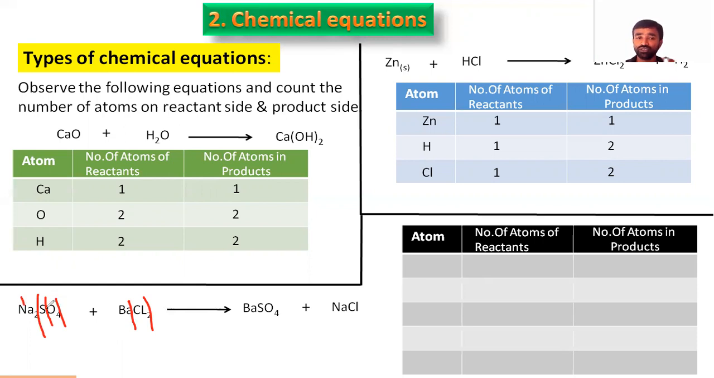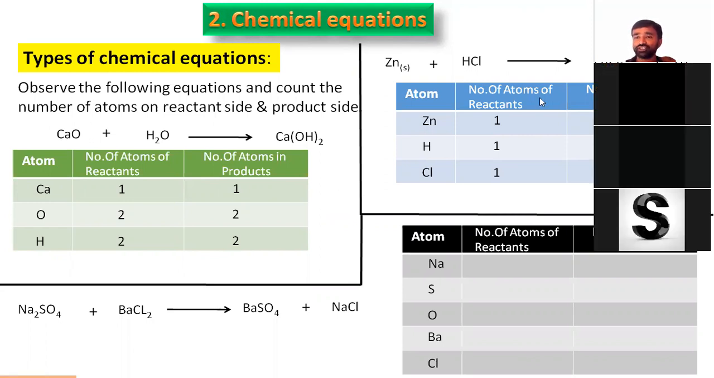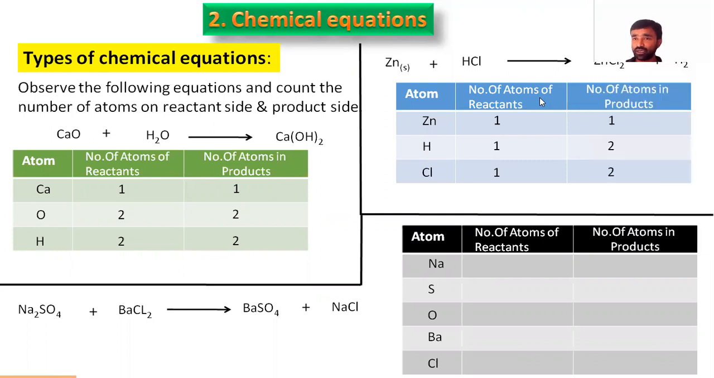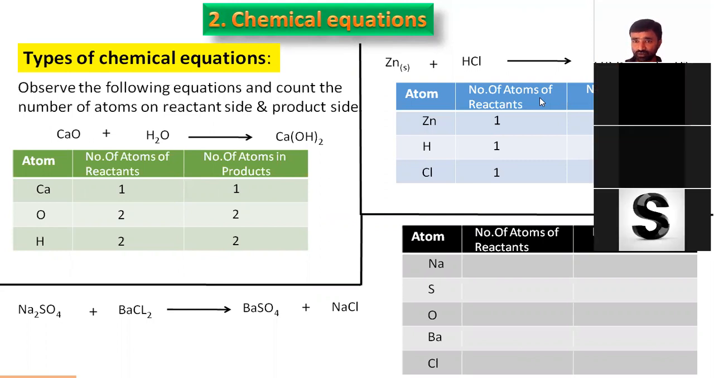Counting. 1, 2, 3, 4, 5. So 5 atoms are there. Namely, here sodium, sulfur, oxygen, barium, and chlorine. These are the atoms. Then count them on the right hand side and left hand side. First left hand side, right? First left hand side.